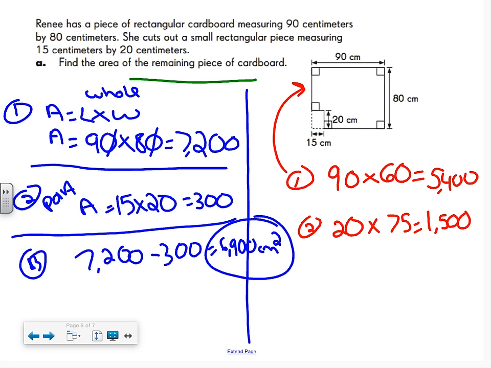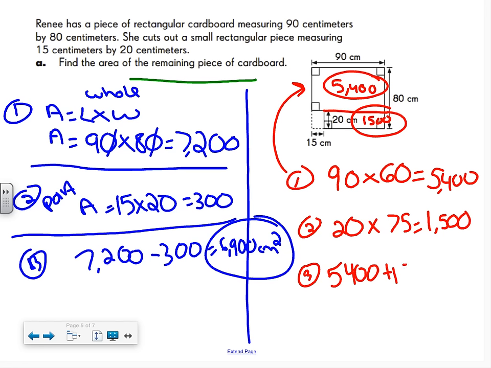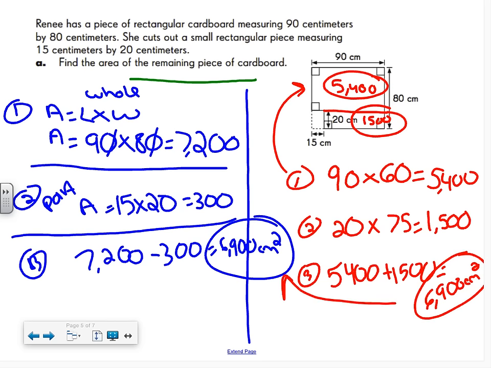So that's the area of that one, and that's the area of that one, and if I put these two together, I can figure out the total: 1,500 plus 5,400, and I get 6,900 centimeters squared, which is my same answer over here. It's just a different way of solving.